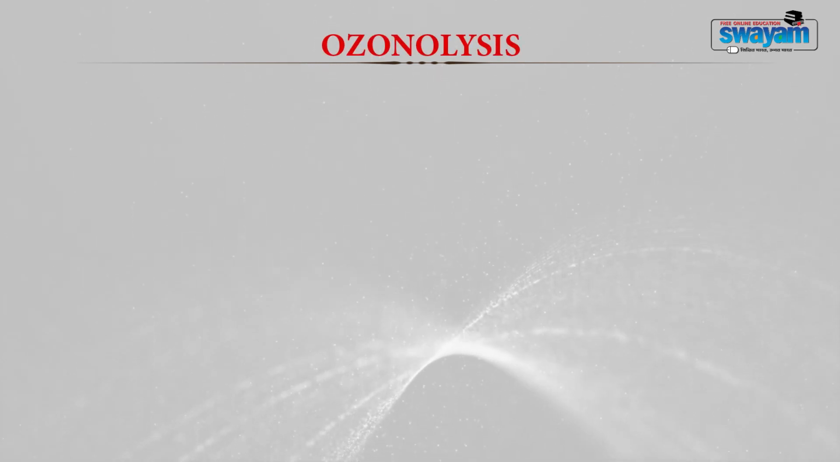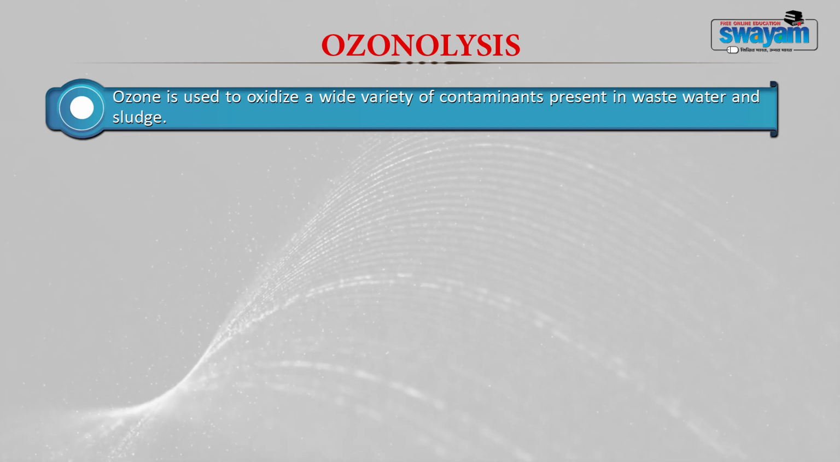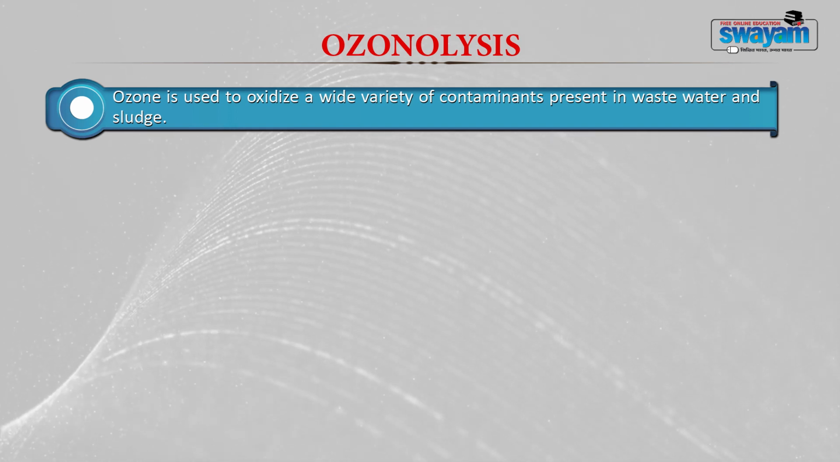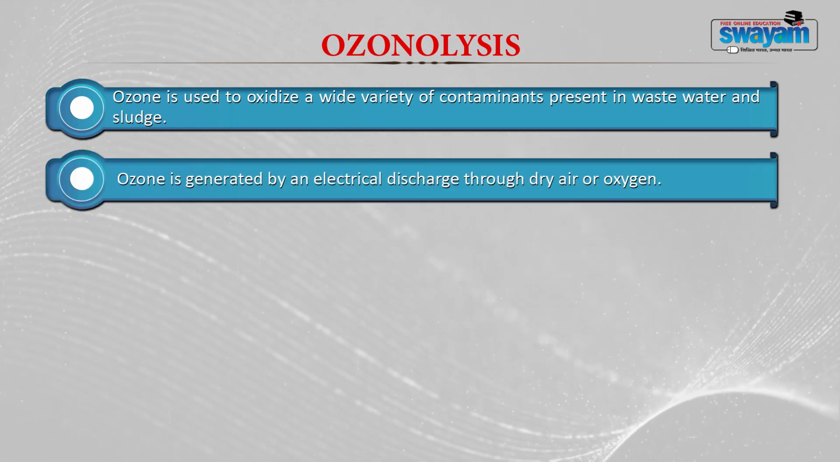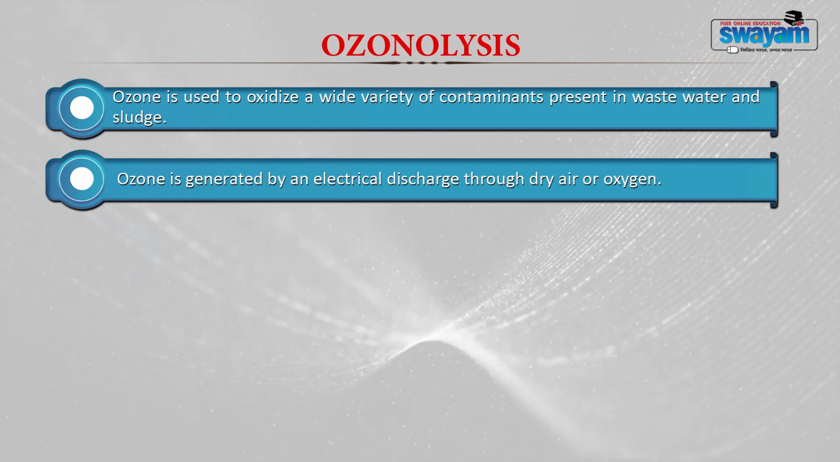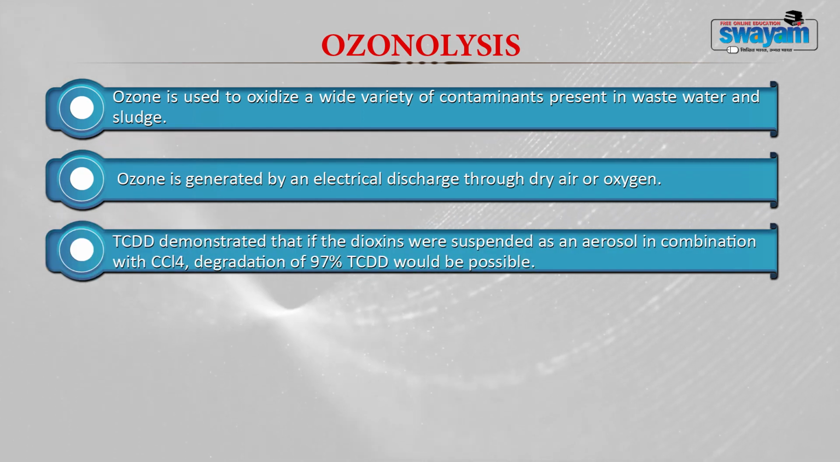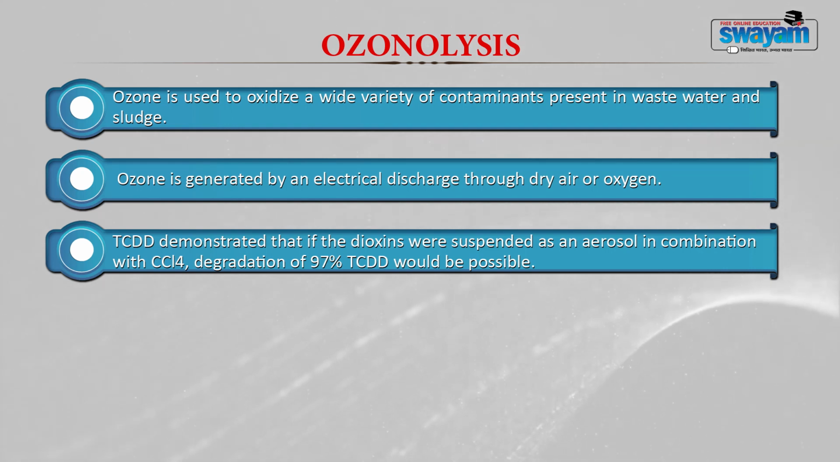The next process is ozonolysis. Here, ozone is used as an oxidizing agent which has the potential to oxidize a wide variety of contaminants that are present in wastewater and sludge. Now, it is generated by electrical discharge through dry air or oxygen. Now, TCDD studies demonstrated that if the dioxins were suspended as an aerosol in combination with carbon tetrachloride, you can obtain a degradation percentage of 97%.